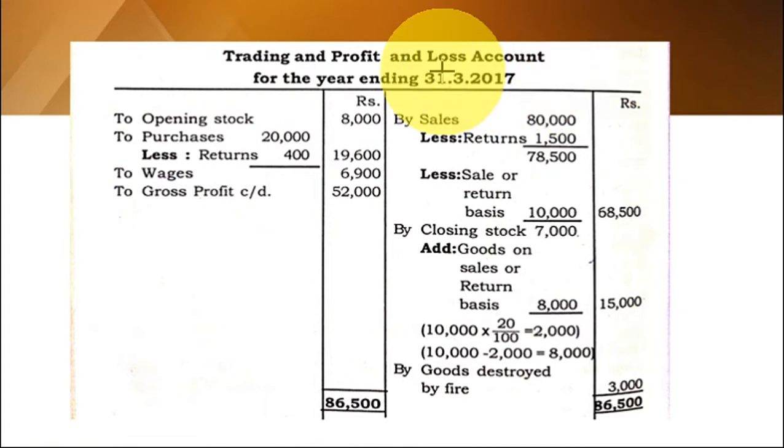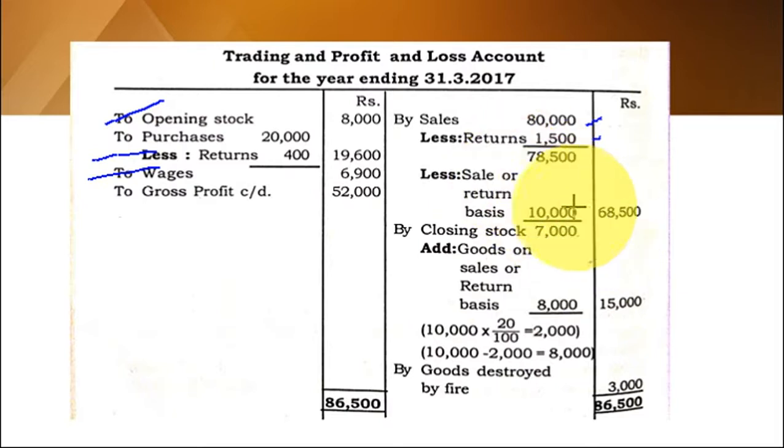Trading and profit and loss account for the year ending 31st March 2017. As usual, we write to opening stock, to purchases, less purchase returns, to wages, 6,900. And here by sales, less returns. Usually we write only sales less sales returns. But I told you they have written 10,000 worth of goods as sales, but it is not a confirmed sale. They can return it to us also.